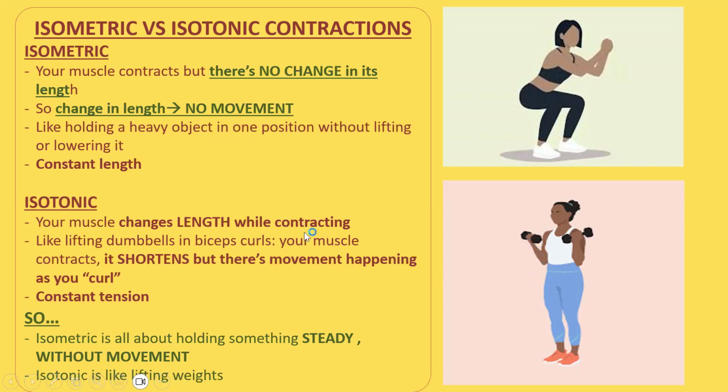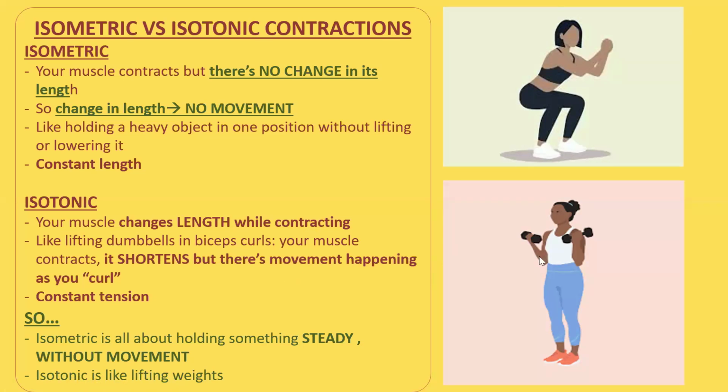There is shortening, there is movement, but the tension is constant. Why is the tension constant? Let's say she is holding a 1 kilogram dumbbell and curling her biceps for 5 reps or so. The tension that the muscles are creating while contracting is the same, because she, for example, didn't change the dumbbell to 10 kilograms or 5 kilograms.